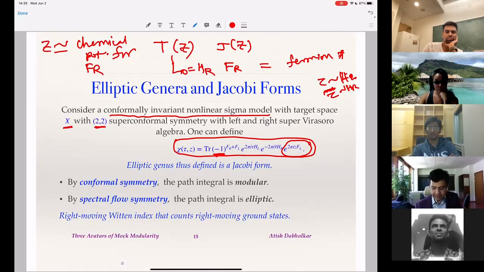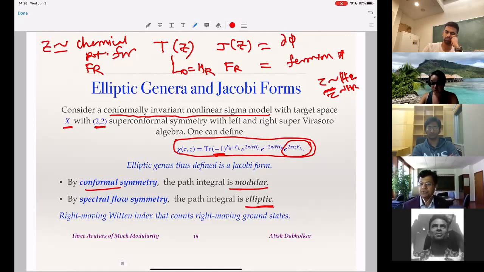Now, such a partition function, you can represent by a path integral. A good example to keep in mind is that you suppose you have a two-dimensional conformal sigma model with K3 as the target space. If you have K3 as the target space, then you can define its elliptic genus in this manner. And by conformal symmetry, the path integral is modular. And there is a spectral flow symmetry, which is, if you bosonize this charge, then translations of this compact boson give you a spectral flow symmetry. You can argue that the path integral has to be elliptic. And therefore, this function has the properties of a Jacobi form.